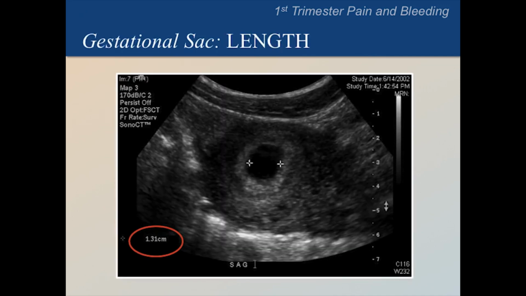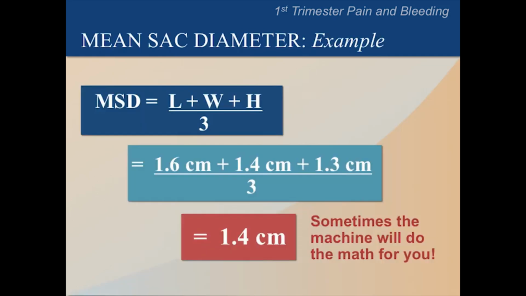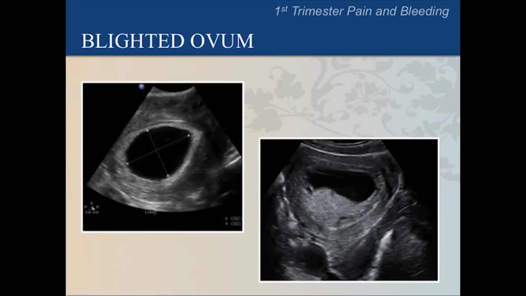This is a sagittal image of the same uterus. In the bottom corner, we can see this gestational sac is 1.3 centimeters in length. When we add the three measurements together and divide by 3, our mean sac diameter is about 1.4 centimeters or 14 millimeters. Again, in most cases, the machine will calculate this for you. If this sac were larger than 20 millimeters, without a yolk sac, it would likely be a blighted ovum or a failed pregnancy.